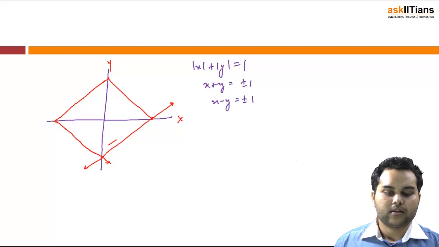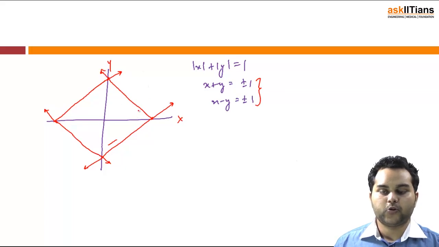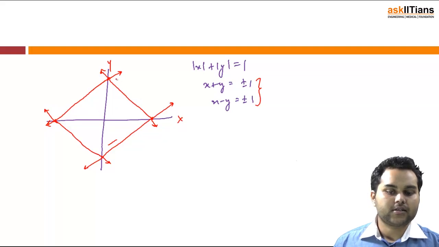So all these are the 4 lines depicted by these two equations, that is these 4 equations, that is x plus y is equal to plus 1 and x plus y is equal to minus 1, x minus y is equal to plus 1 and x minus y is equal to minus 1. So these are the 4 equations, and these points corresponding to the intersection are (0, 1), (1, 0), (0, minus 1) and (minus 1, 0).